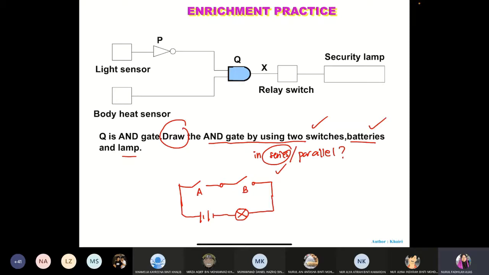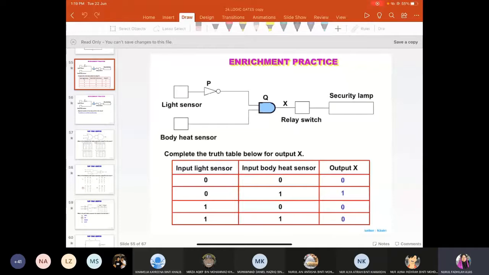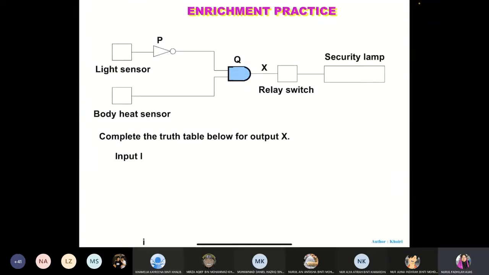Okay, so the question may look difficult if you didn't study. If you don't understand what I teach you today, maybe you will have difficulties to answer this question. But if you have understood, this is nothing difficult. It's very simple. Okay, and this is another example question, a continuation of the question.